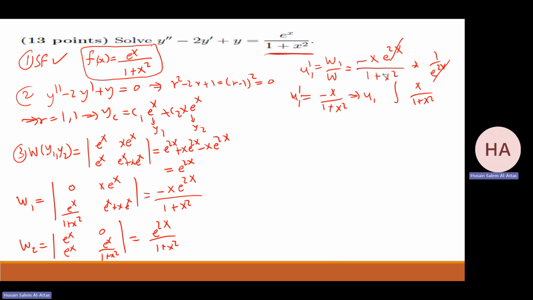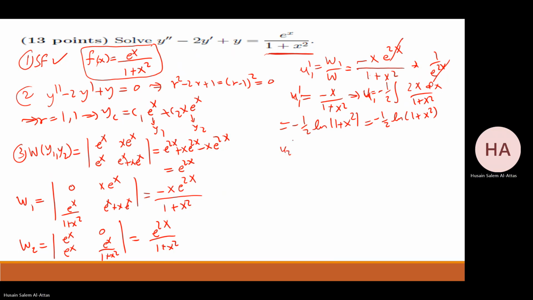You know what, I need space. I need minus, I need 2x, dx. So it will be minus half ln of 1 plus x squared. No need for the absolute value since this is positive. Okay.